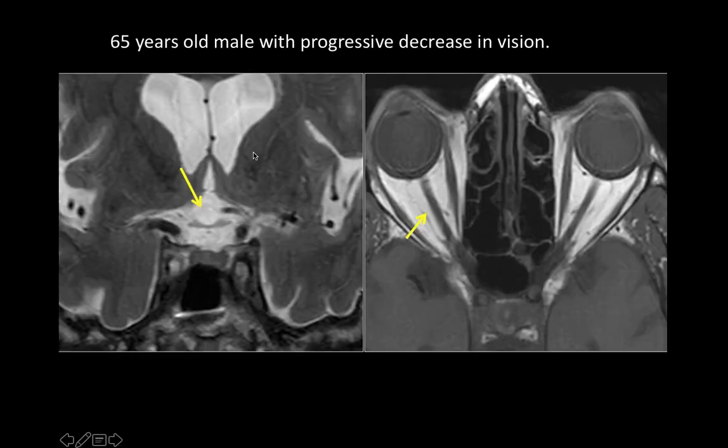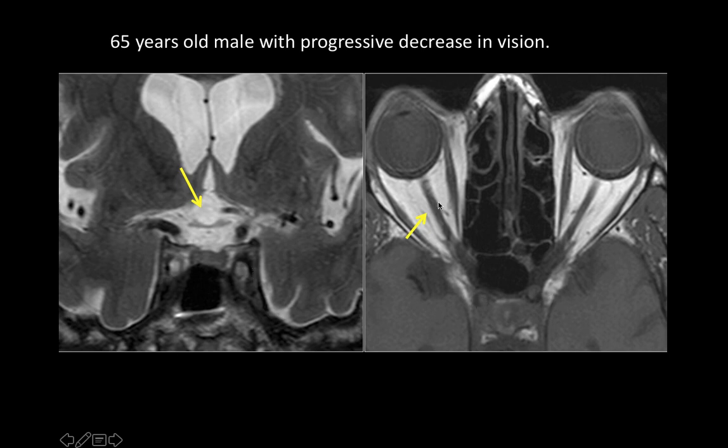This is a 65-year-old male who has progressive decrease in the vision. So what do we see? This is a coronal T2 weighted image and axial T1 weighted image. We see there is severe atrophy of the optic chiasm as well as of the optic nerves. And what is the important thing we see here is there is absence of flow void in both the cavernous ICA.